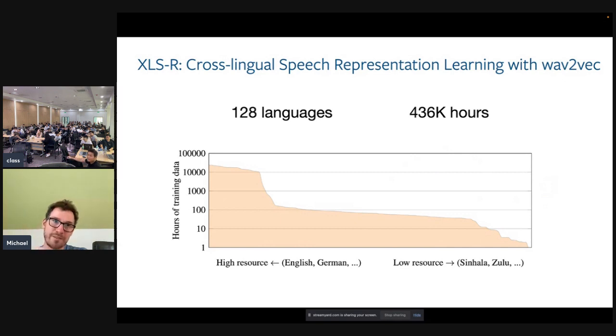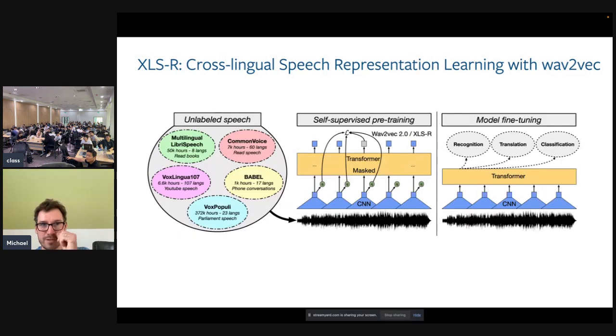But the idea is similar. We have a large number of languages and a very good amount of data, and we pre-train a model on that. The general idea is that we just take data from many different data sets. For example, multilingual LibriSpeech, which covers 80 languages, or VoxPopuli, or Babel, which has 1,000 hours for 17 languages. We just take this data and train a wav2vec 2.0 model on that.